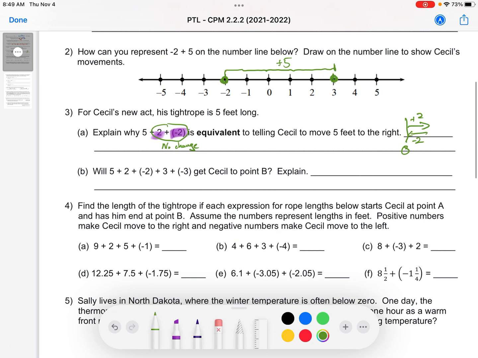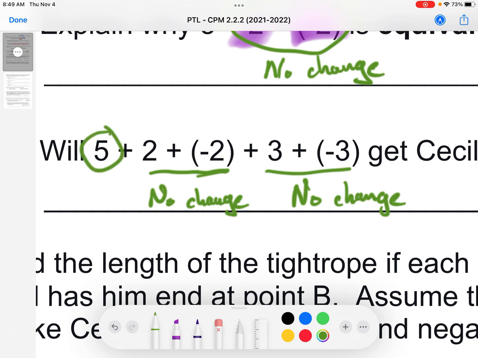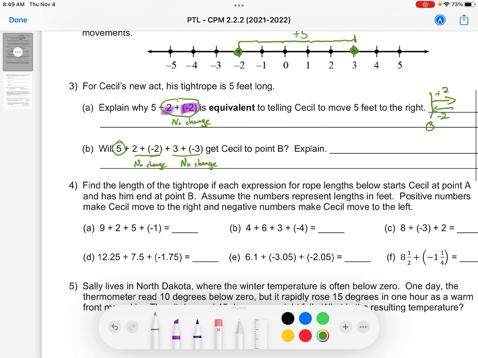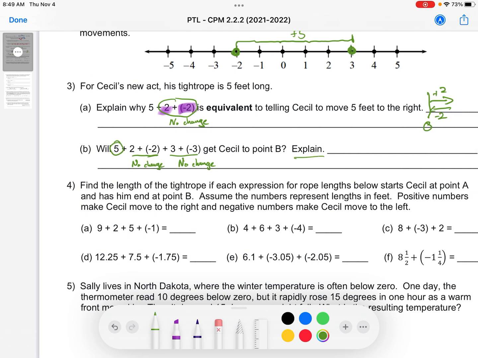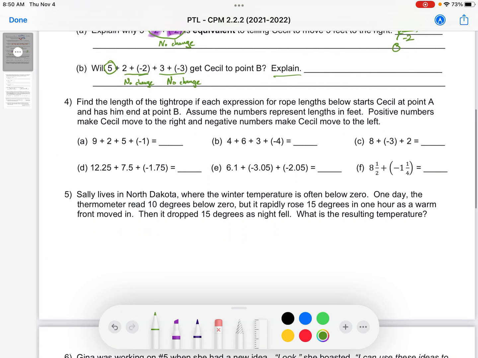Will 5 plus 2 plus negative 2 plus 3 plus negative 3 get Cecil to point B? Well, what happens to the 2 plus negative 2? We have no change. What happens with the 3 plus negative 3? We also have no change. So if we have no change from 3 plus negative 3 and 2 plus negative 2, where did we start? That's where we're going to end. Again, I'm not necessarily writing all of these things down. Those are for you to do as you're hearing some of this.